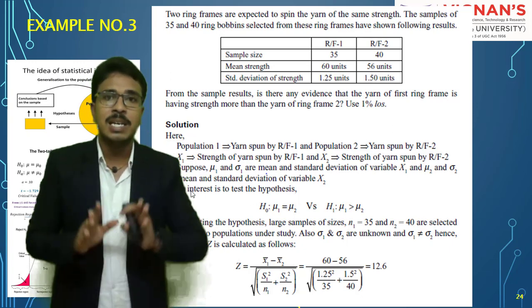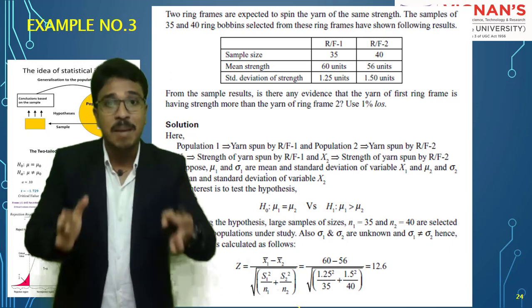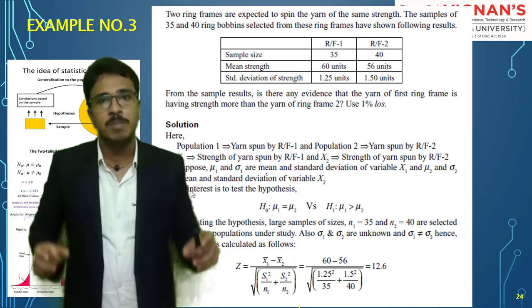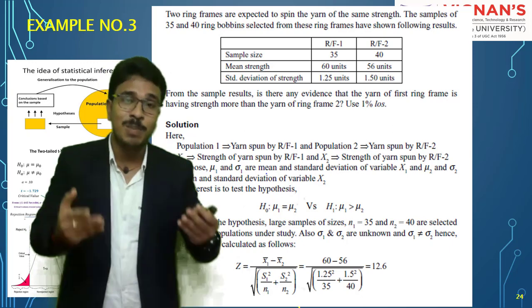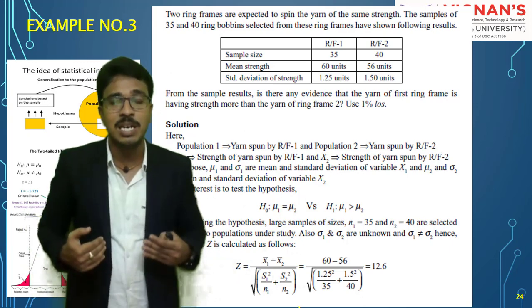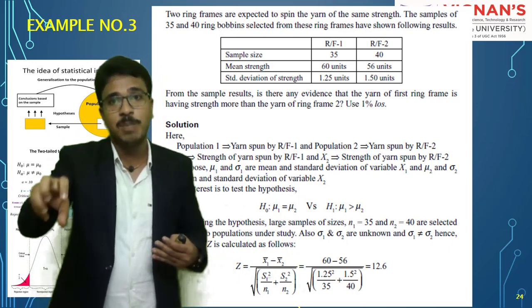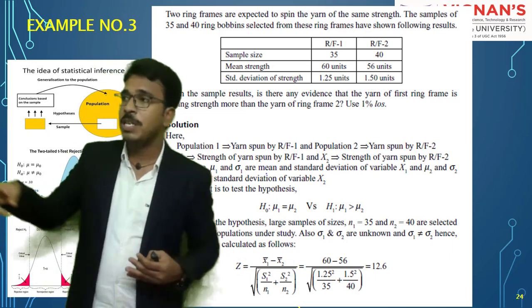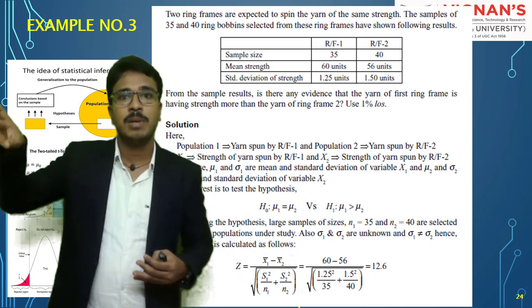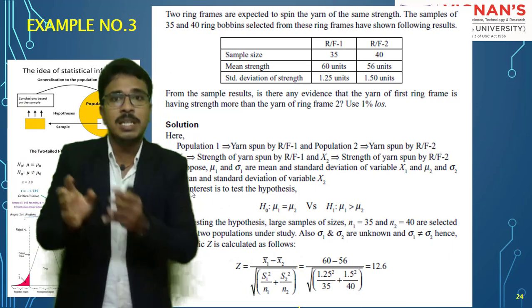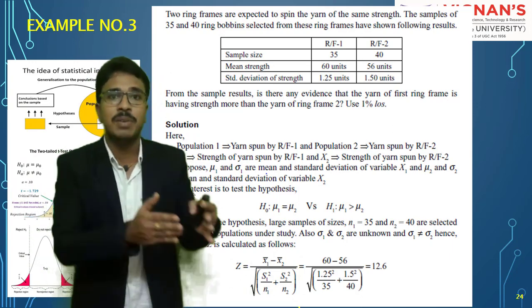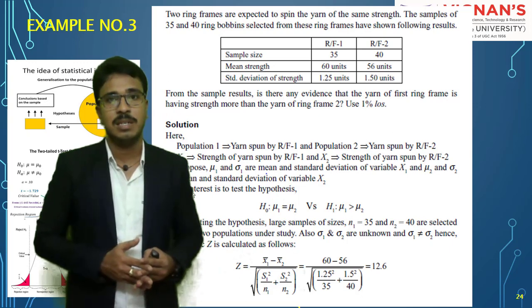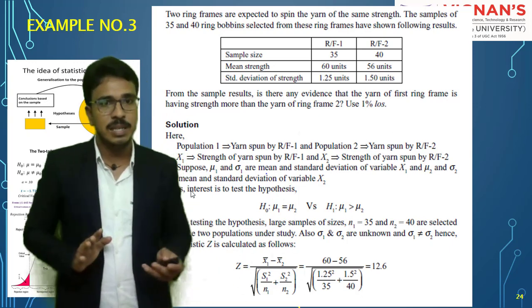Now these are the results of samples selected from two different populations. You have to understand the difference between what is a population and what is a sample. Population is the entire ring frame. Sample is nothing but the 35 yarns, 35 cops we have taken and tested for yarn strength. Understand? Now the results are like this.